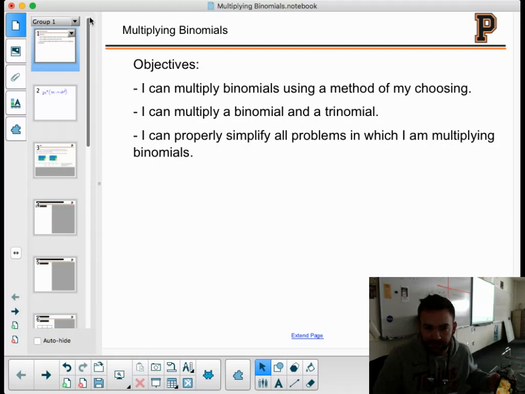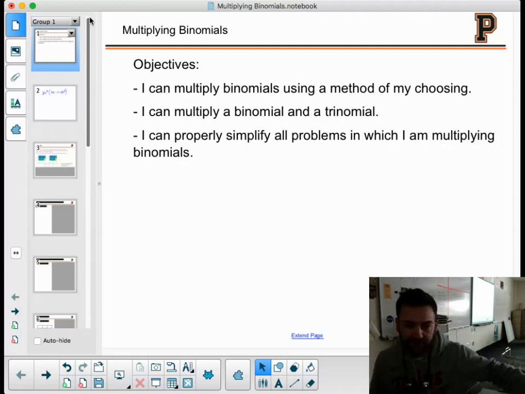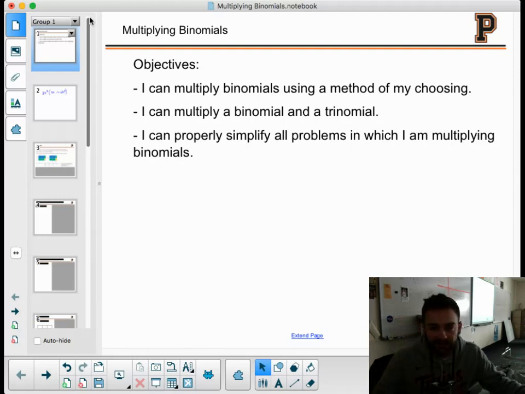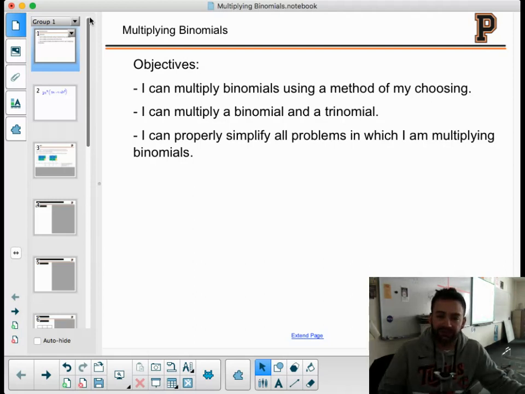First off, objectives. We want to be able to feel comfortable multiplying binomials, which, just a little bit of a review, is a two-termed expression, using any method of your choosing. We're going to teach you three and let you choose which one fits your eye, so to speak, the best. We'll get into maybe a little bit more complex ones where we're multiplying binomial expressions by trinomials, and then understand what it means for these to be fully simplified and feel comfortable multiplying a two-termed expression by anything, really.